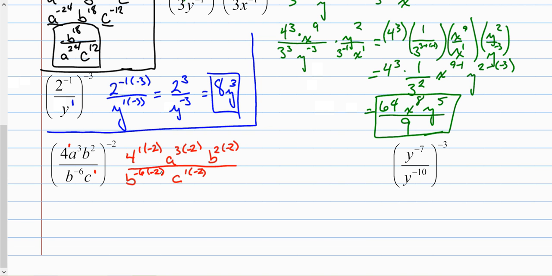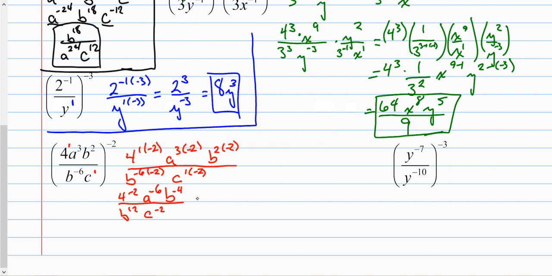This gives me a 4 to the negative 2, an a to the negative 6, and a b to the negative 4, all over b to the 12th, and c to the negative 2. Now that I have distributed my power to all of my powers, I'm going to start simplifying the expression that I have here. I can tell I'm not done because I've got negative exponents, and my b appears more than once.